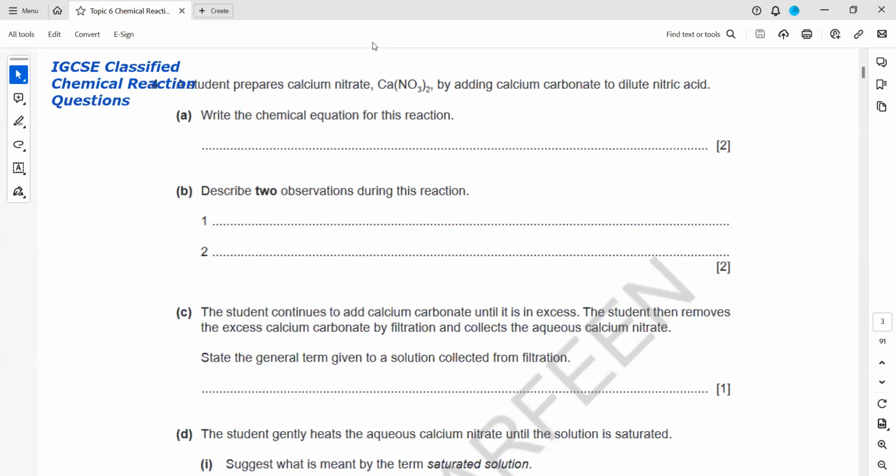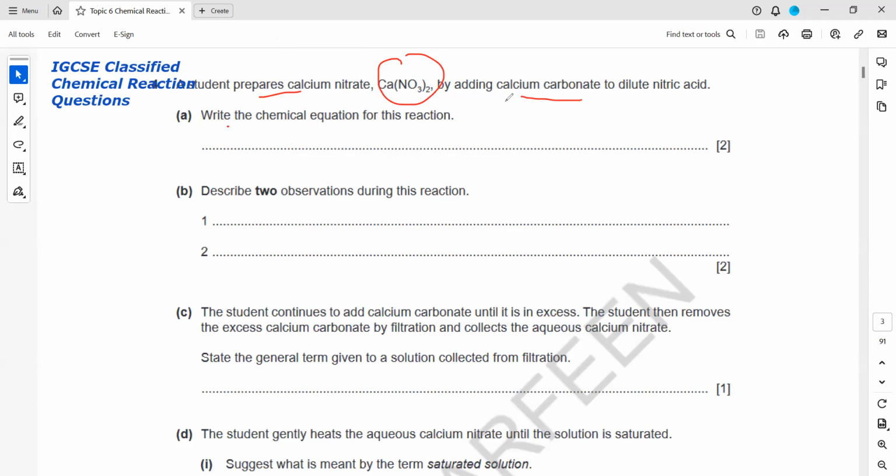So, questions from topic 6, the chemical reaction. A student prepares calcium nitrate by adding calcium carbonate to nitric acid. Write a chemical equation for this. So calcium carbonate is reacting with nitric acid.